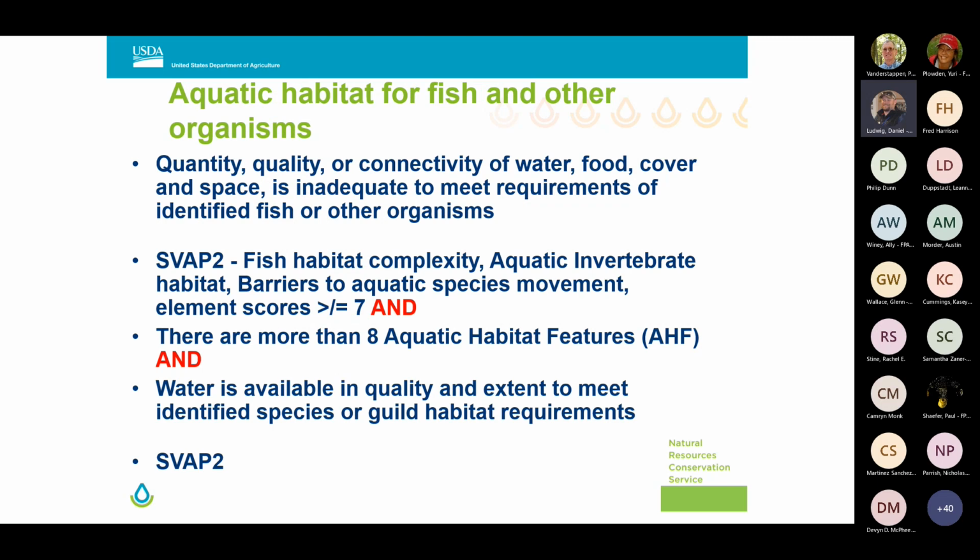Okay, aquatic habitat for fish and others. Again, typically we're looking at using SVAP2. Again, the biggest thing is when we identify this resource concern, what is out there that's telling us that we don't have proper habitat for fish and other organisms? Do we have nutrients going in? Are the stream banks just eroding in size, so we're getting sedimentation? Is there no structure in the stream bed? So again, this is what SVAP2 will allow you to evaluate and then plan a practice or a suite of practices to address that resource concern.